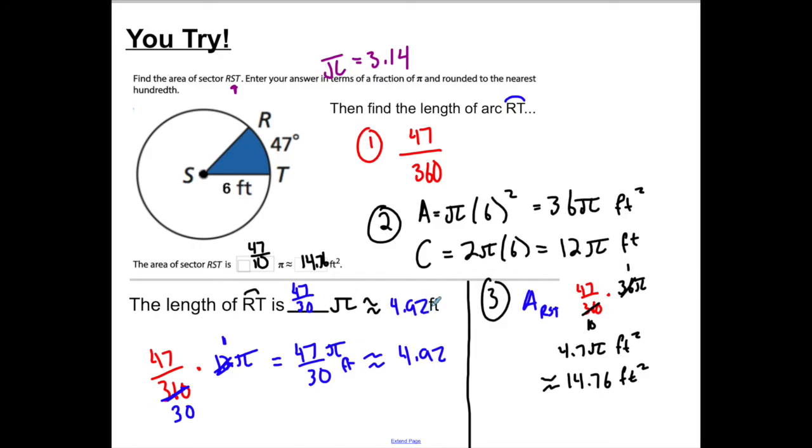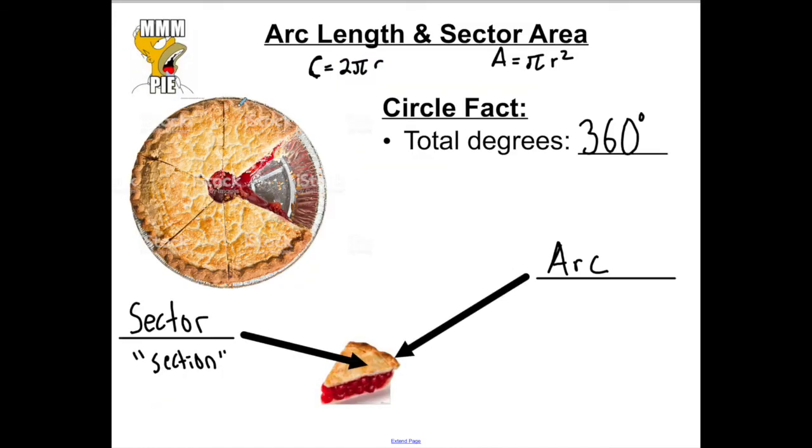Okay, so folks, hopefully you found this video to be helpful. Hopefully this was really able to give you a sense of what's going on in terms of arc length and sector area. Hopefully you found that this was a relatively straightforward idea, but again, it goes back to this. We have a whole entire circle, our whole entire pie. And I want to know information about just pieces of the pie, whether that be the part that I'm going to eat, I'm not a big fan of crust, or just the crust.